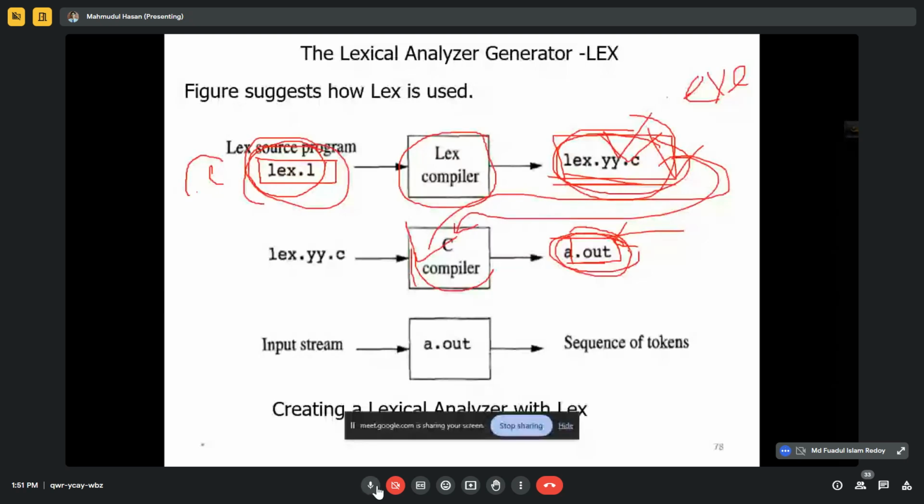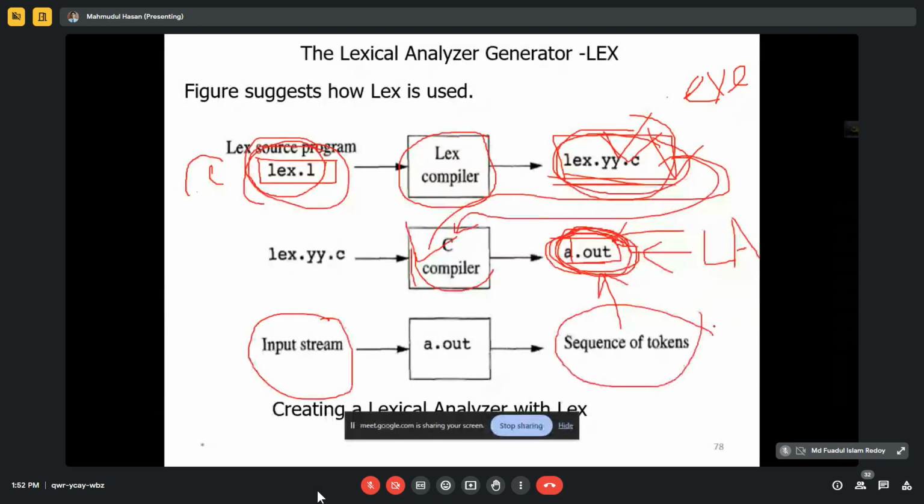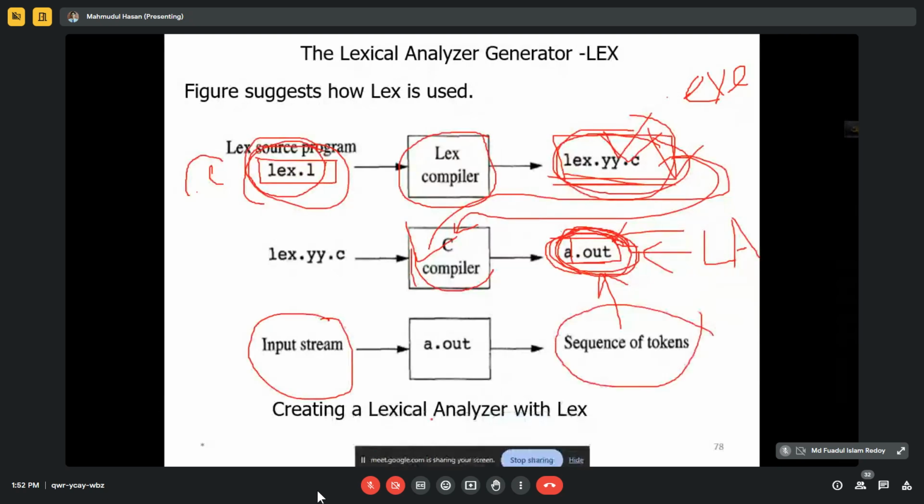So this one is our application file, and this one plays the role of the lexical analyzer. The a.out file is our lexical analyzer. We know that a lexical analyzer takes a stream of characters and produces a stream of tokens. Okay, got it? Is the diagram of the lex file, or the diagram of the lexical analyzer, clear? Yes, sir.